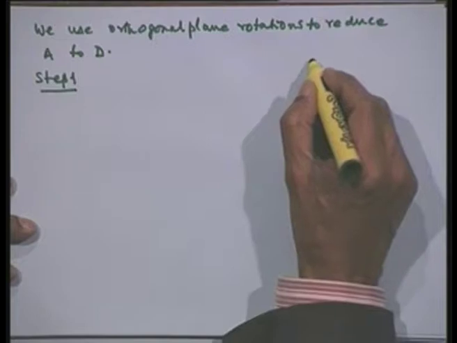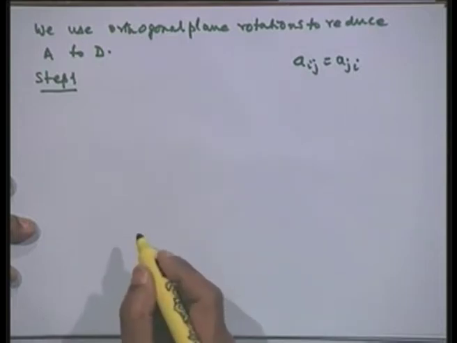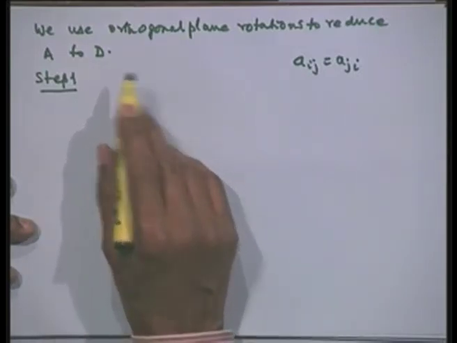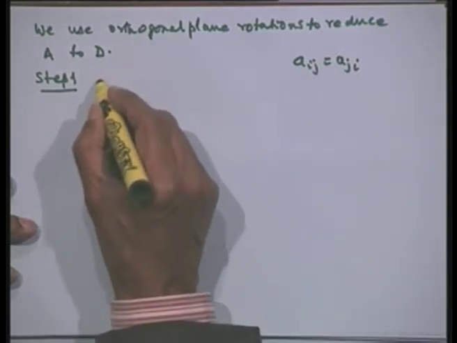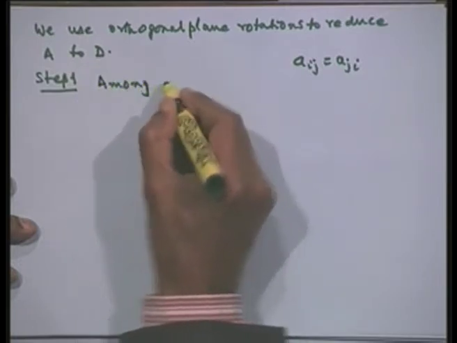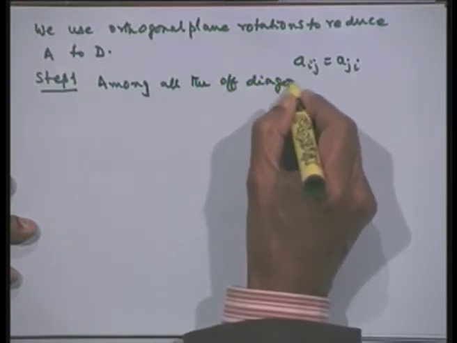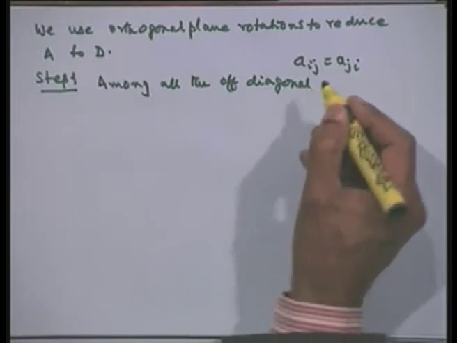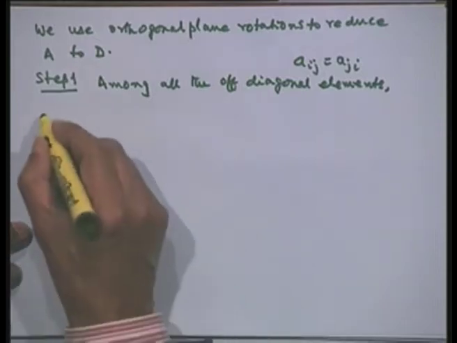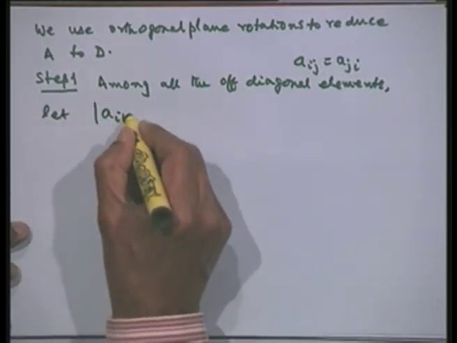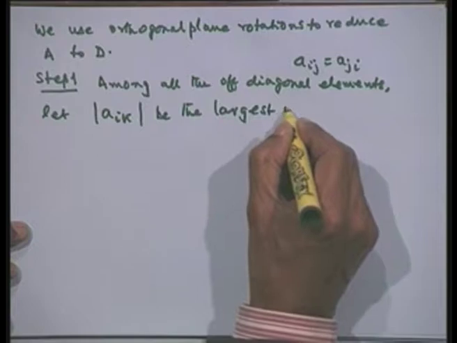Now, remember we are talking of a symmetric matrix, therefore, we know Aij is equal to Aji. We shall use this property as we go along. We search first of all for the largest off diagonal element. So, that means locate the largest off diagonal element. So, let us say among all the off diagonal elements, let us pick the largest in magnitude. So, let Aik be the largest in magnitude.